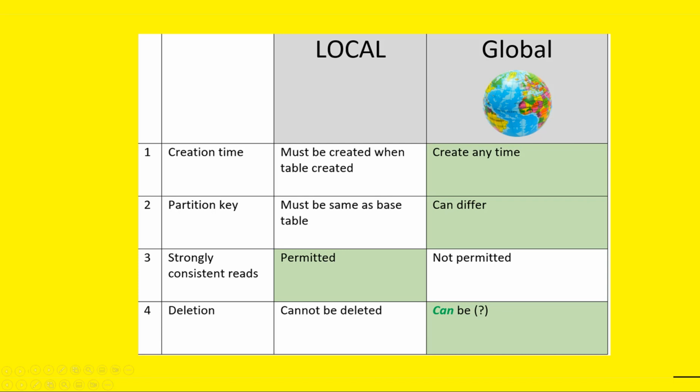The third point of difference relates to whether strongly consistent reads are permitted. They're not with global secondary indexes, so in this respect, global secondary indexes turn out to be a little bit strict, in fact, for this third property, because it's with local secondary indexes you can have that strongly consistent read.